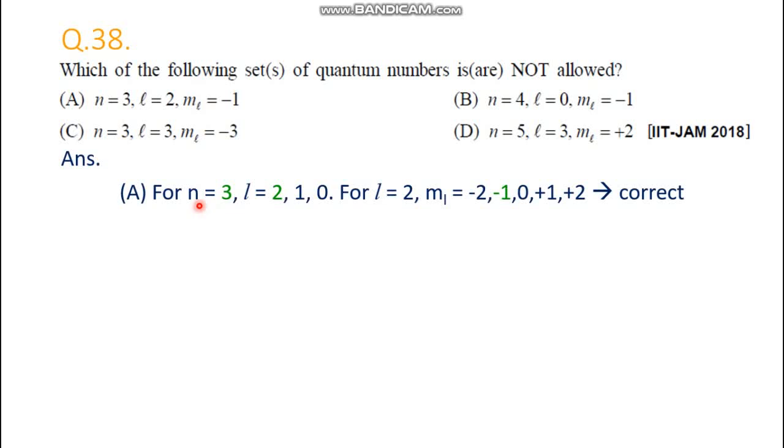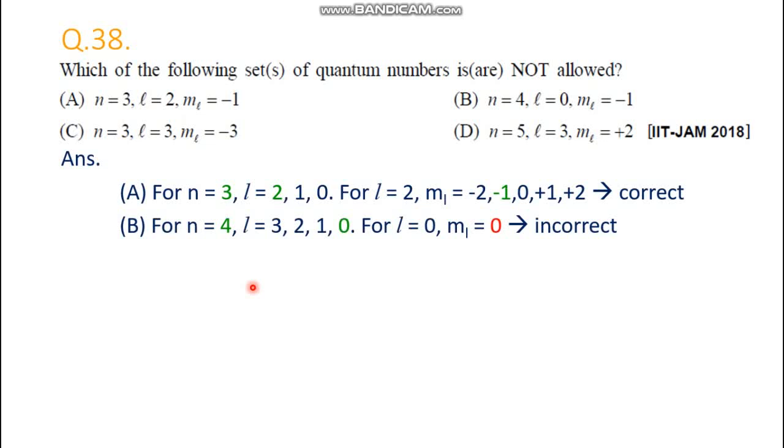Now for n equals 3, l has 3 values, 2, 1 and 0. And for l equals 2, m has 5 values, -2, -1, 0, +1, +2. So all these values are allowed here, 3, 2 and -1. So this one is correct.